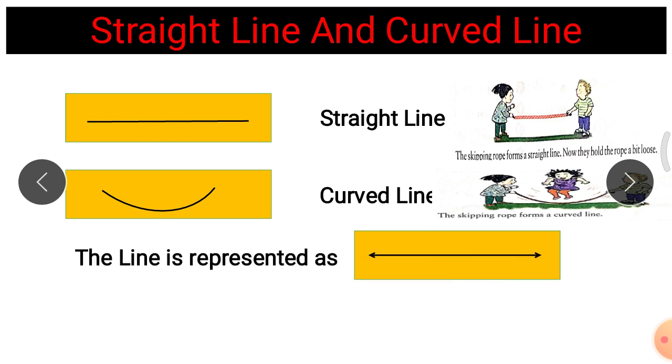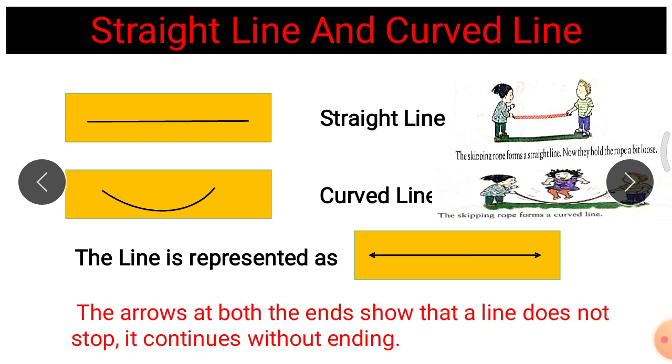So what is the definition of the line? Let us see. The line is represented as this, right? Both the side arrows. Now why both the side arrows? The arrows at both the ends show that a line does not stop. It continues without ending, to the right side also and to the left side also. This shows that this is a line until and unless you take one point, right? Line keeps on going and going.